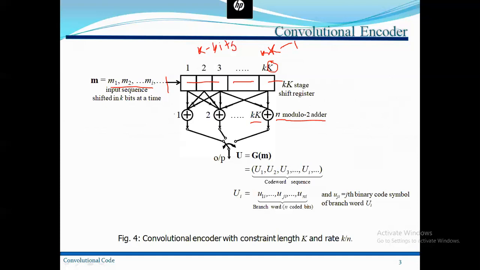So these extra bits will reduce the code rate from k by n to less than k by n. But if the bit stream is long enough, then it approaches k by n. For example, if we are considering a 300-bit message, then the code rate is approximately equal to k by n.